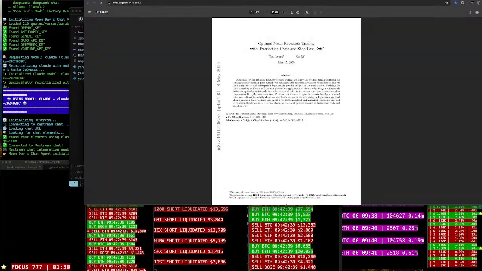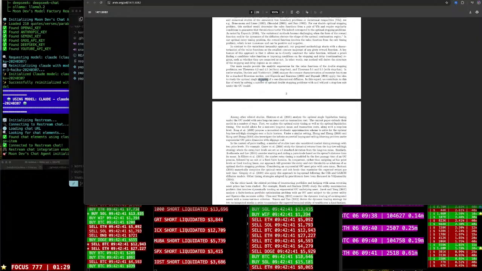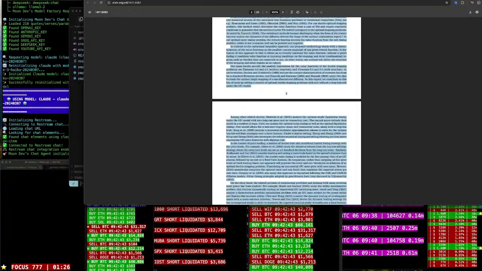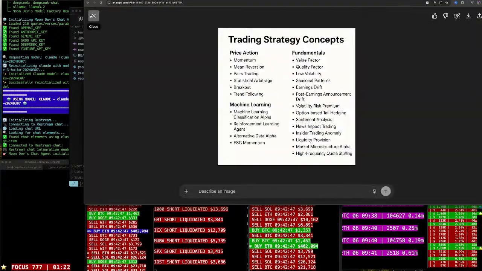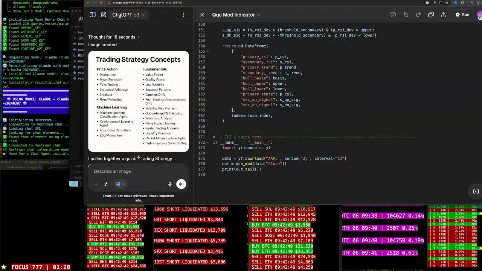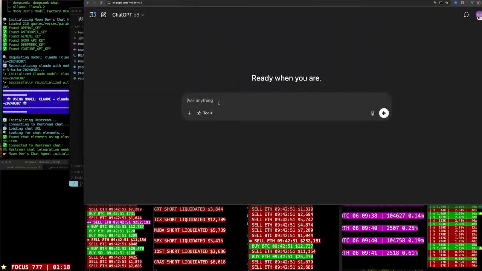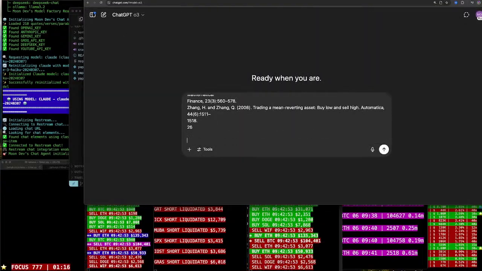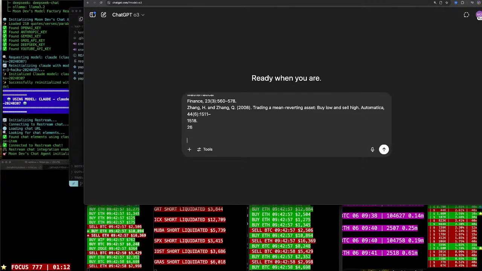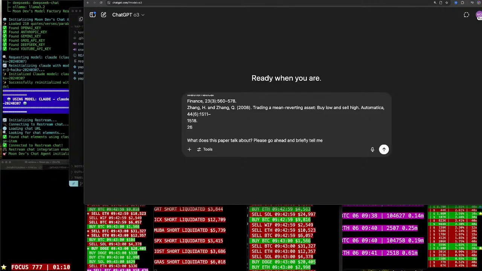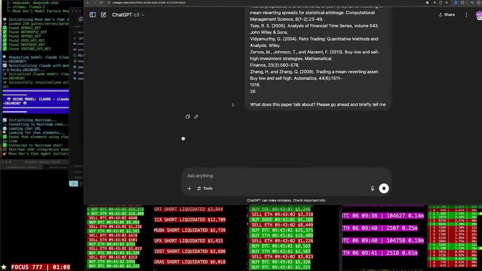Ideas are so, so important. And you can just read this paper. Oh, you're too lazy to read this paper? Okay, that's fine. Because you can go here and say, what does this paper say? And maybe I'll go to a new ChatGPT chat so it doesn't give me another thing. What does this paper talk about? Please go ahead and briefly tell me. And sometimes it's too long, but this one's not too long.